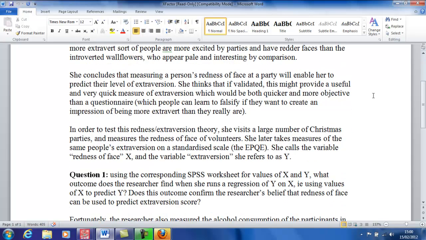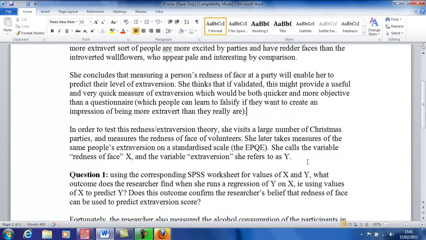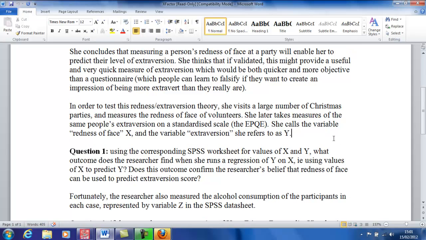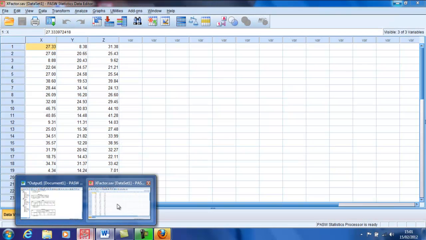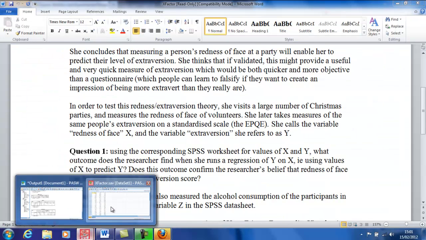And the first simple version of this theory of hers is that redness of face and extroversion will correlate. So she goes to a lot of Christmas parties and measures the redness of face of volunteers and later measures those same people's extroversion. The first question in this worksheet is whether her hypothesis is confirmed, whether indeed redness of face can be used to predict extroversion. And to do that, I'm going to go in and simply do the regression.